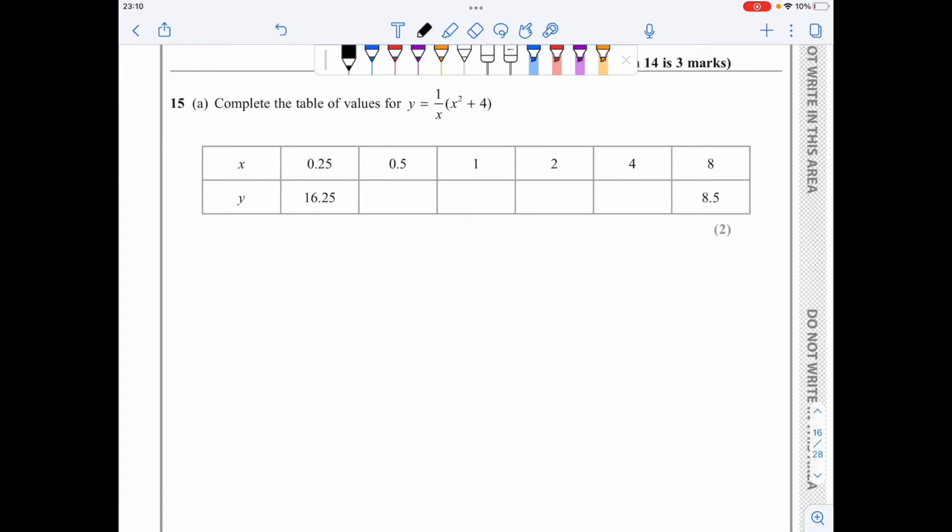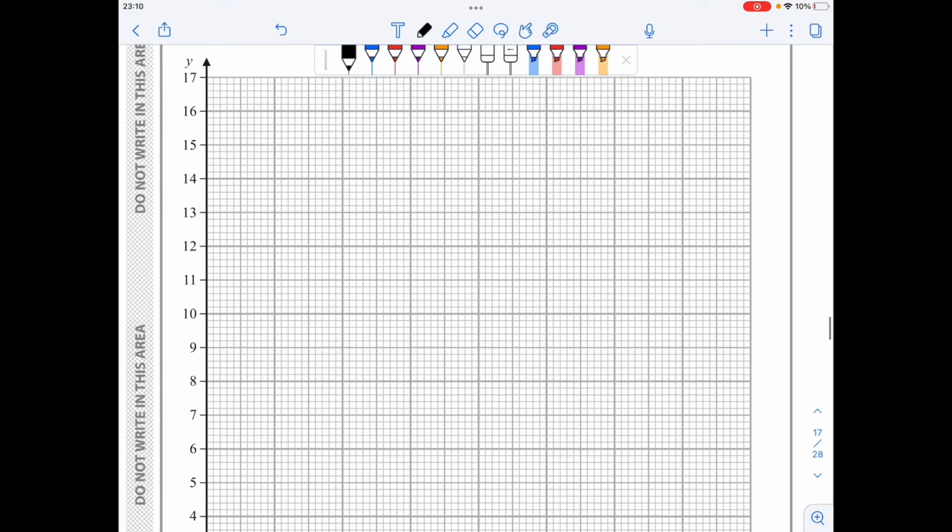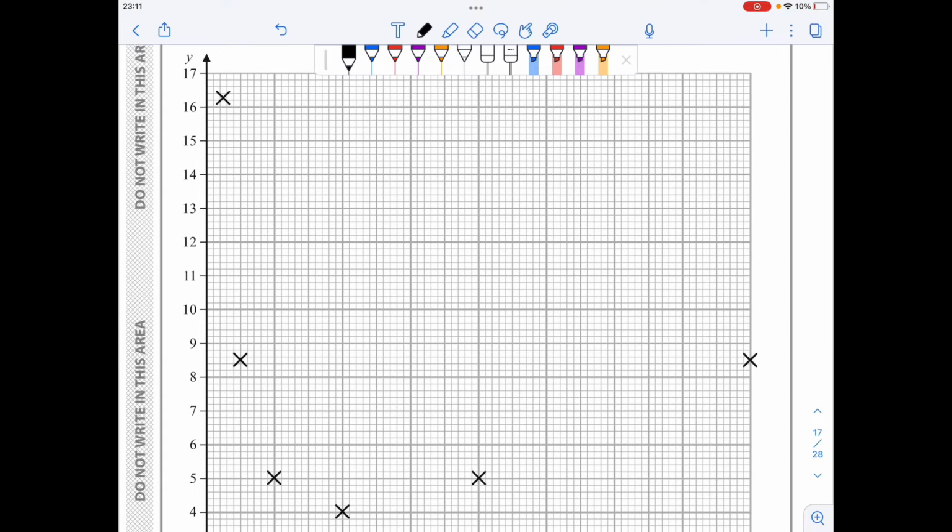In part A of question 15, just put the x values in the calculator to get the y values, and this will be 8.5, 5, 4, and 5. The other two are given. And then in part B, that's simple, just plot the points and then join them with a smooth curve.